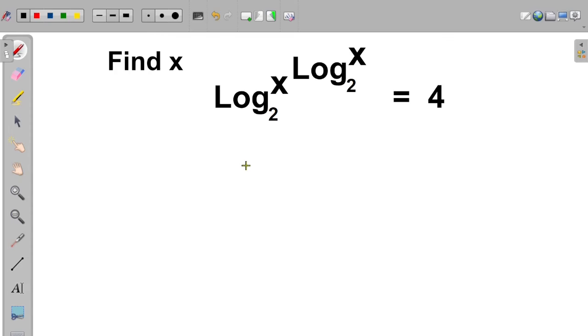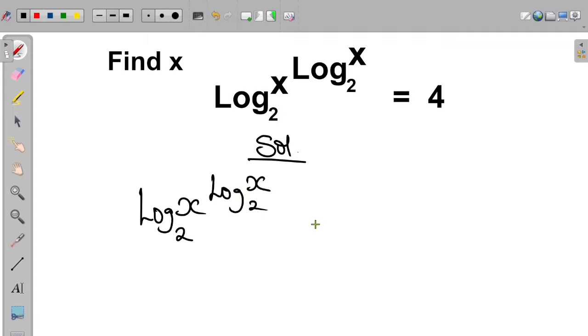Hello everyone, let us provide the solution for this logarithmic powered equation. So we have: find x, given that log x to base 2, raised to the power of log x to base 2, equals 4.